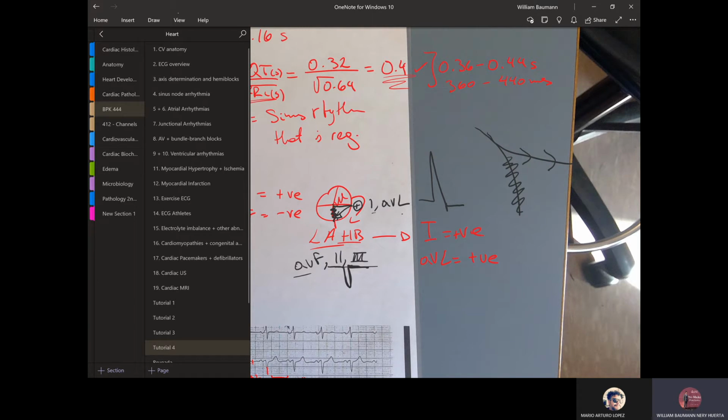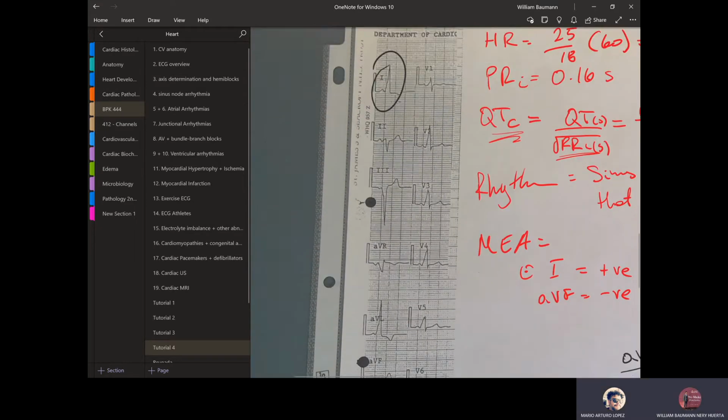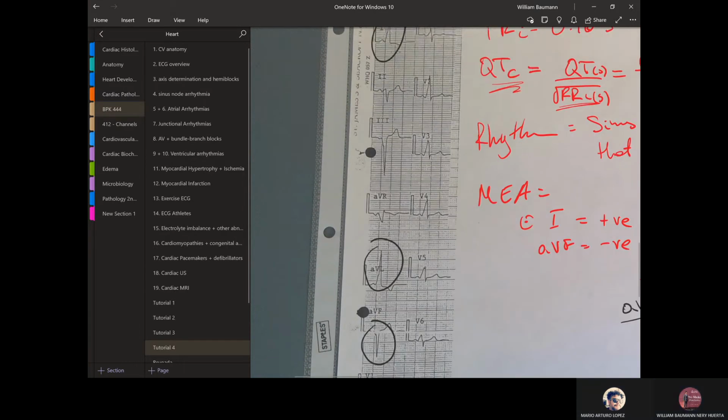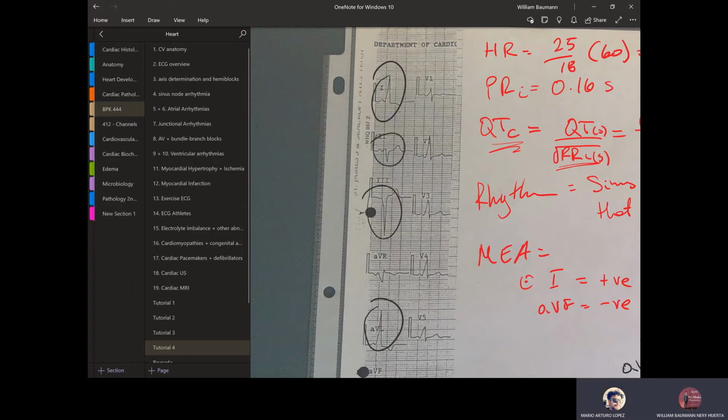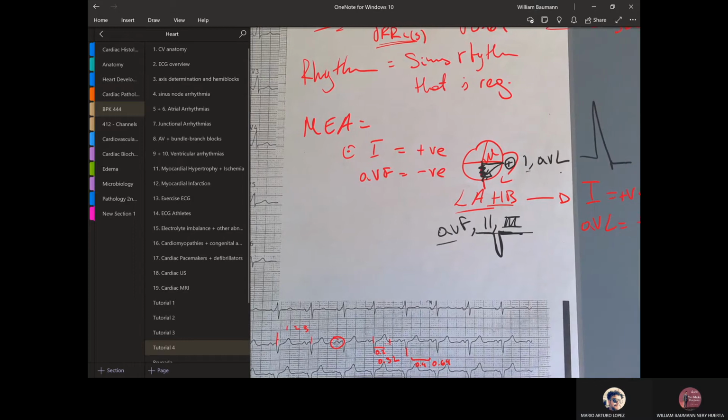This is supposed to bifurcate in the middle. If it's blocked, then you won't get as much signal going this way. That's why it goes the other way, and it's more prominent. So what do we expect to see? A more prominent lead. Look at that, it's huge. Where's our AVL? Huge. Where's our AVF? Negative. 3, negative. 2, negative. Does that make sense? I think this is one of the easiest ones to locate.